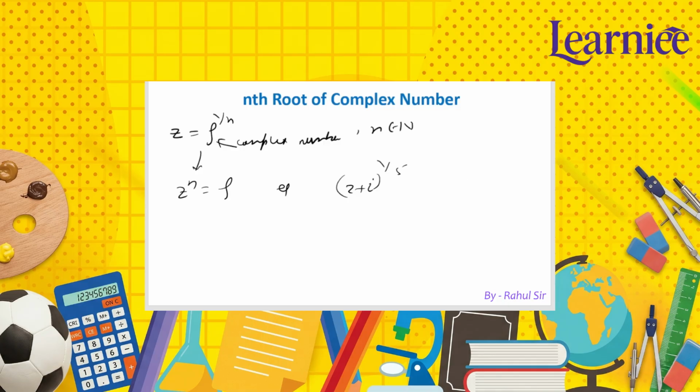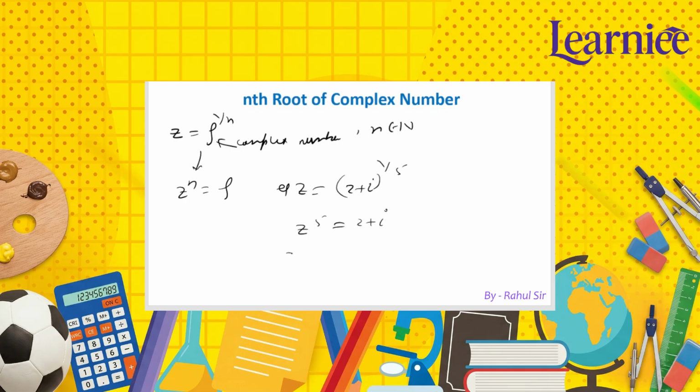Okay, so we're talking about the nth root of complex numbers. For any complex number, we have to find, say, the fifth root. We'll see how to find the nth root of any complex number. So essentially, z to the power 5 is 2 plus i.